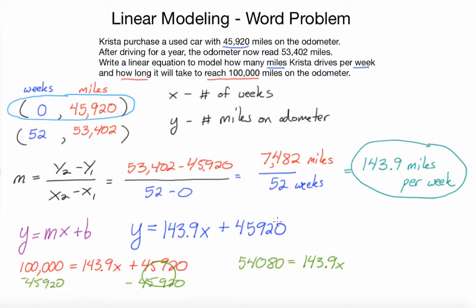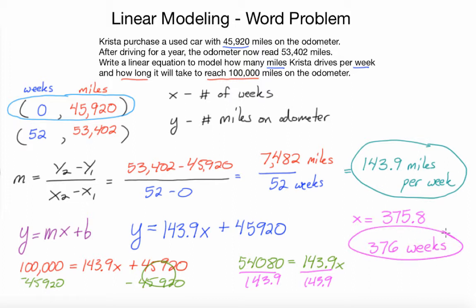So now let's divide both sides by 143.9. It's the opposite of multiplying. And then we'll have our number of weeks. So when we solve for x, we get x equals 375.8. And so I can approximate that. Well, how long will it take? About 376 weeks. So she's still got a ways to go.